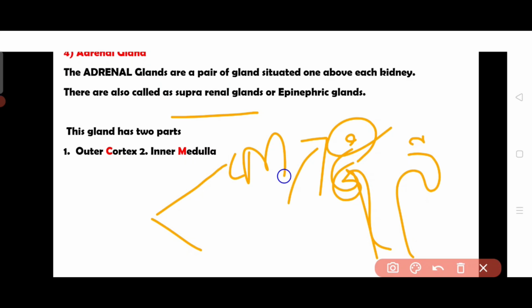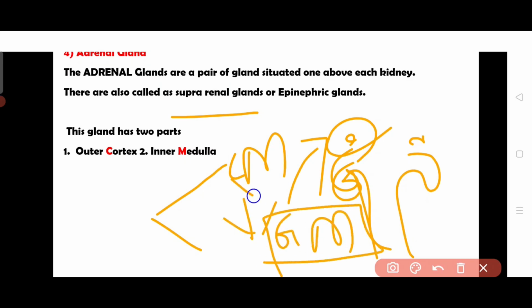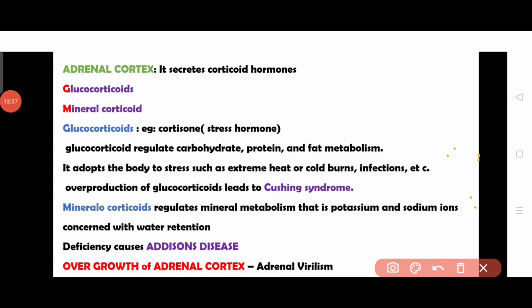See, CM has GM. Okay, CM has GM. For C, you will get GM. What is C and what is GM, we will see. Outer cortex and inner medulla, CM. Okay, adrenal cortex. It secretes corticoid hormones.